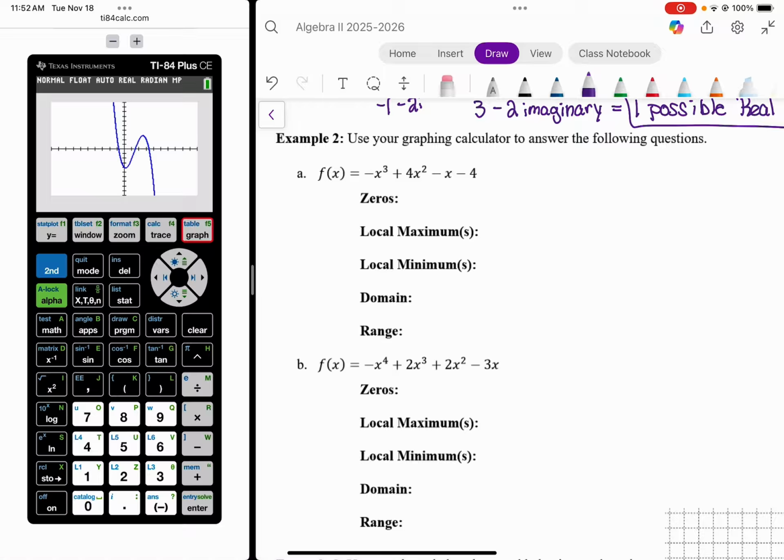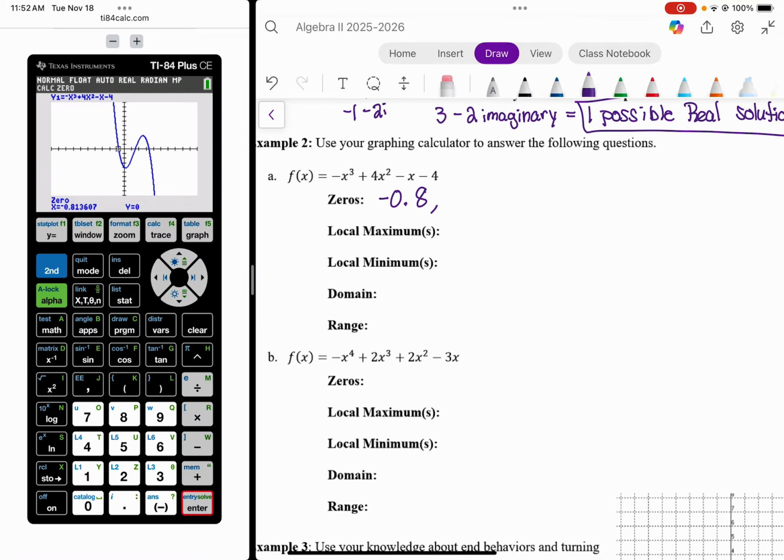They want me to list any zeros. So we went over that last chapter, how to calculate a zero. You hit second, and then that trace button, and you go to number 2, and you have to go to the left of the 0. So 1 is going to be above it and 1's going to be below. So to the left of this first 0 that's close to negative 1 is going to be above it. So I hit enter, and then I go to the right of it, which is below it, and I hit enter again. You don't have to guess. So one of my zeros is going to be negative 0.8, and you can round to the nearest tenth. So one place after the decimal point.